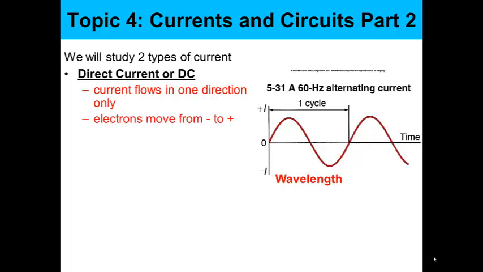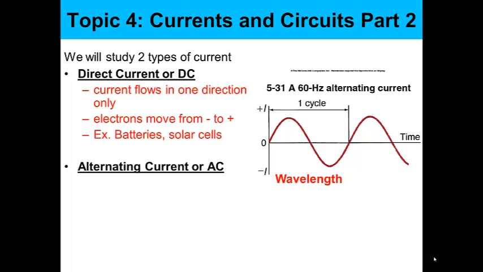Examples of this: electrons move from the negative pole to the positive pole. Examples of these are batteries and solar cells.